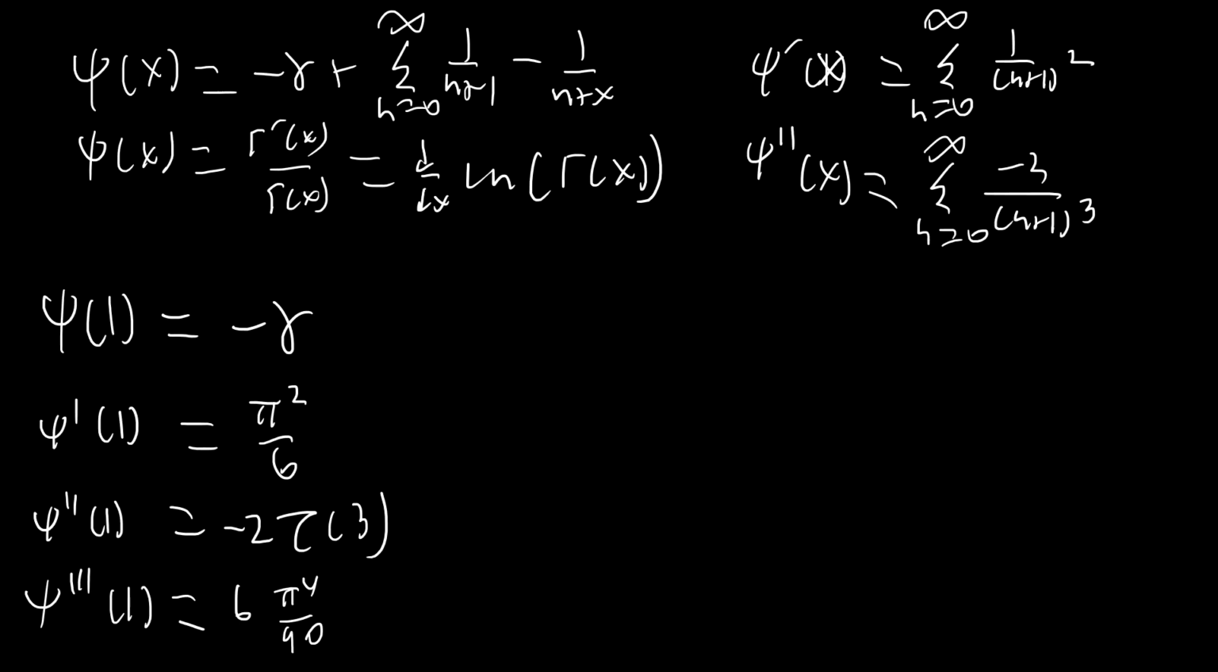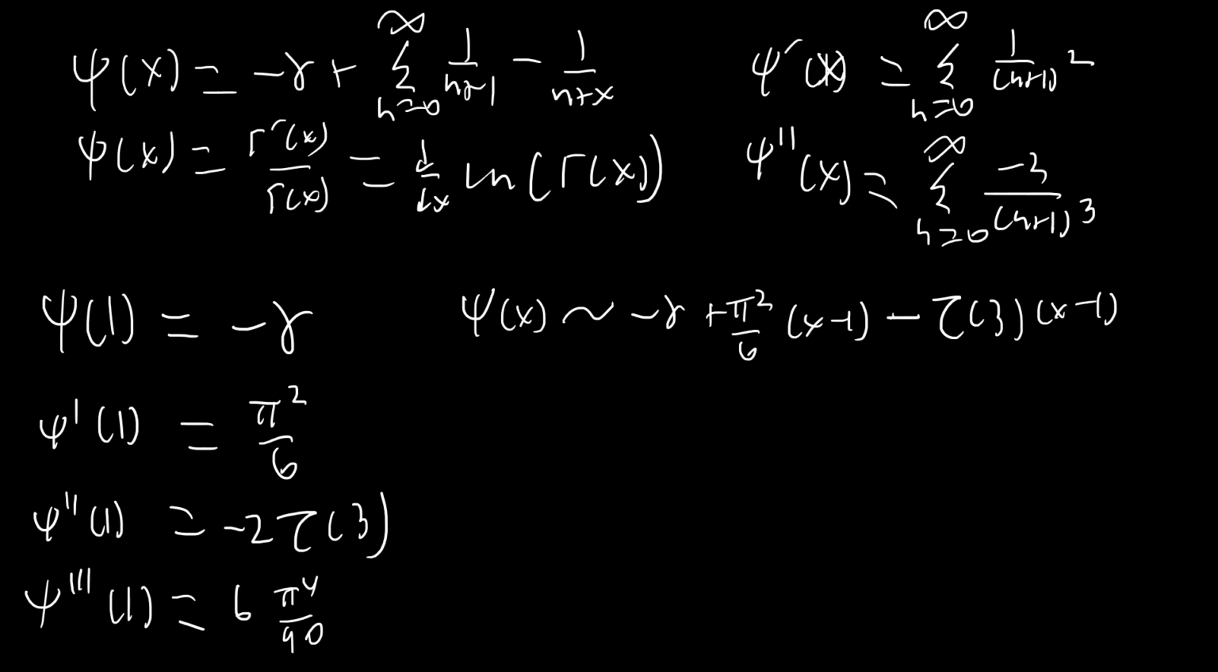So if we go ahead and write this all out, we're going to get that digamma of x is approximately equal to negative gamma plus pi squared over 6 times (x minus 1), minus zeta of 3 times (x minus 1) squared, plus pi to the 4th over 90 times (x minus 1) to the 3rd power, right? All right, and all we have to do is go ahead and integrate this.